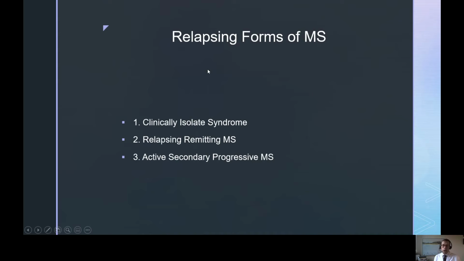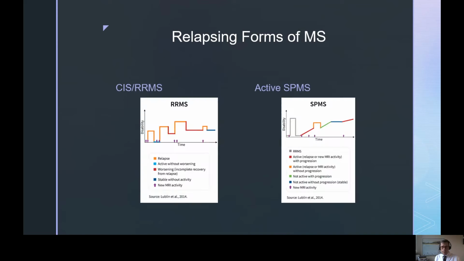There are different forms of relapsing multiple sclerosis: clinically isolated syndrome, the relapsing-remitting form of the disease, which is the most common form, and active secondary progressive multiple sclerosis. These diagrams nicely point out the different phases of the disease.